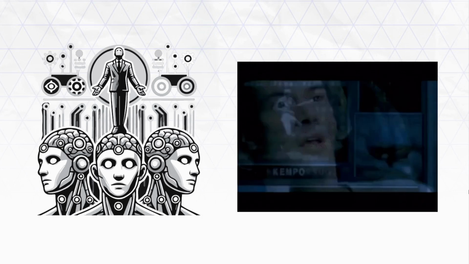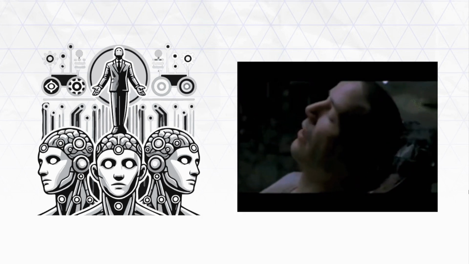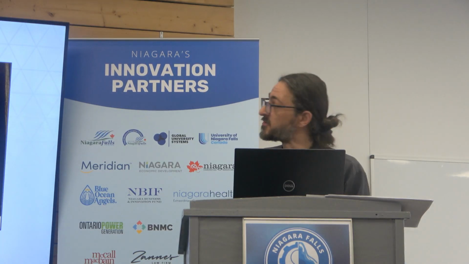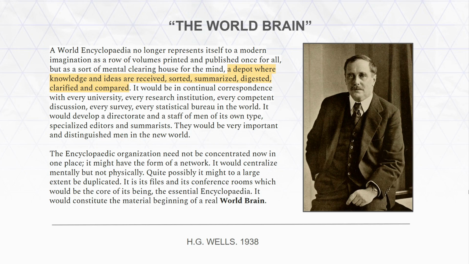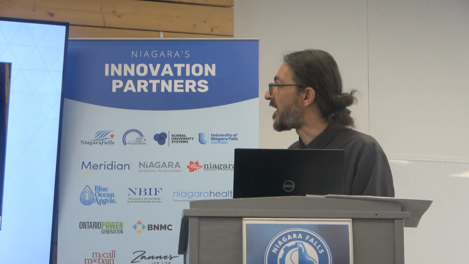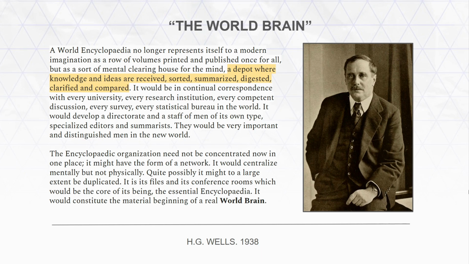The idea of a world brain that we could all interact with, that we could all talk to, that could benefit us, was not first introduced, but definitely explored by H.G. Wells in his work, The World Brain, 1938. He envisioned a world encyclopedia that would be a depot of knowledge where ideas are received, sorted, summarized, digested, and clarified. This is happening, of course, every single day through the language models, through our search indexes, through our social media interactions. And I'll draw your attention to the Bureau of a Directorate of its own type, specialized editors and summarists. So in the World Brain, the distinguished men of the New World would be editors and summarists. And I'm suggesting that these are the builders of the language models and the prompt engineers.